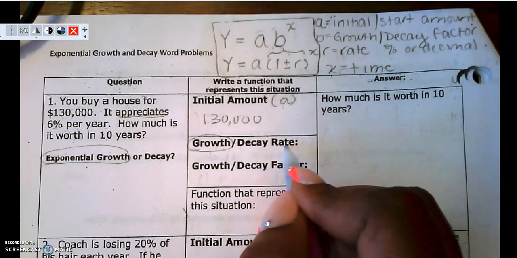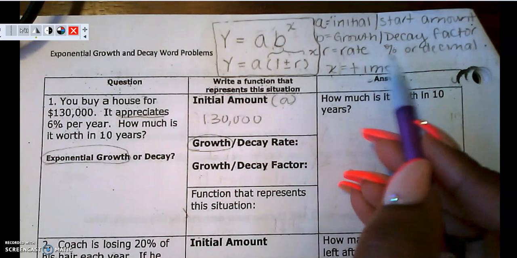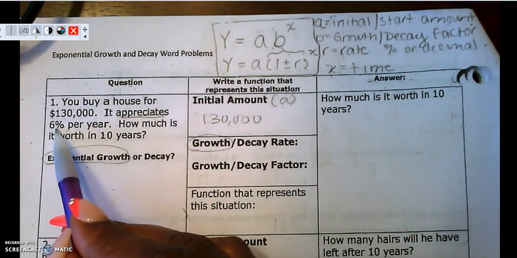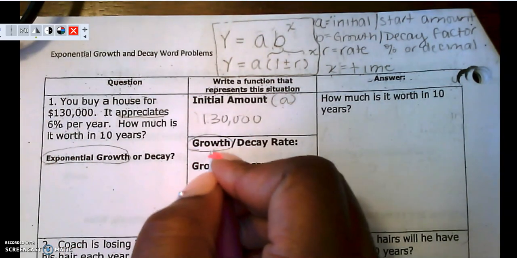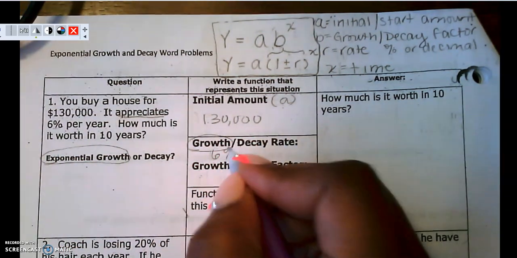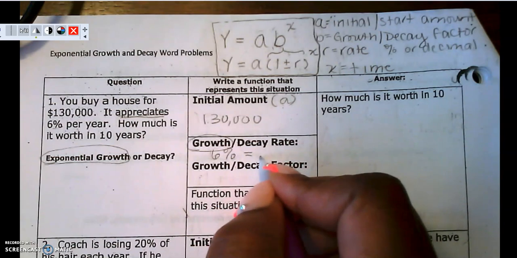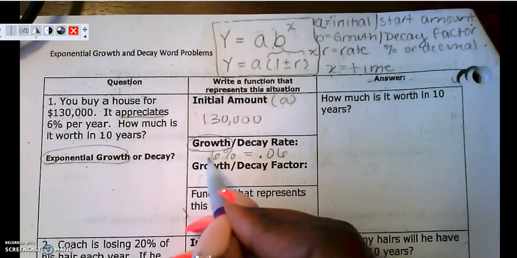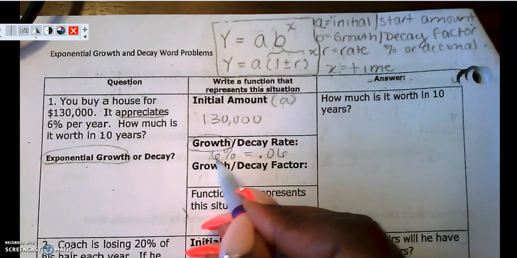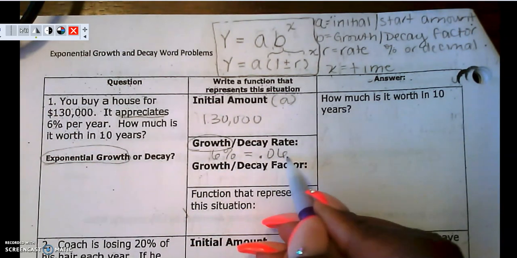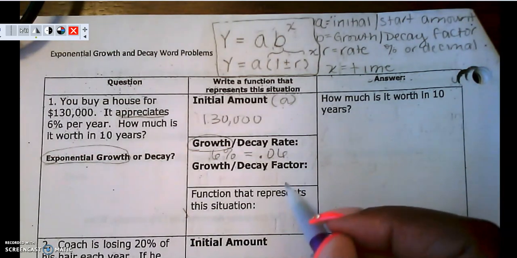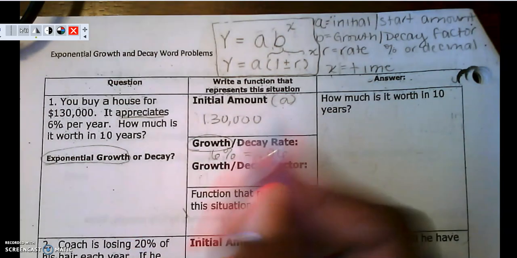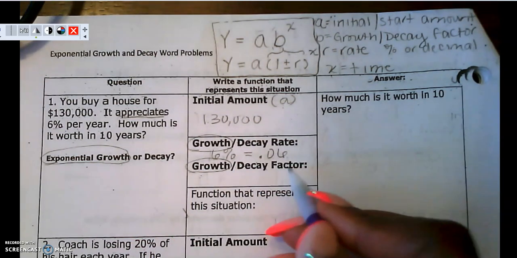Now we have to look at our rate. Remember, we said our rate is actually a percent or a decimal. So the percent that they're giving us is actually 6%. So 6% would be our growth rate, or that's equivalent to 0.06. We can move the decimal place 2 to the left, or we could simply take 6 and divide by 100 and get 0.06. So now we have to determine whether or not we have a growth or decay factor. Again, it's an exponential growth, so we're going to be dealing with a growth factor.